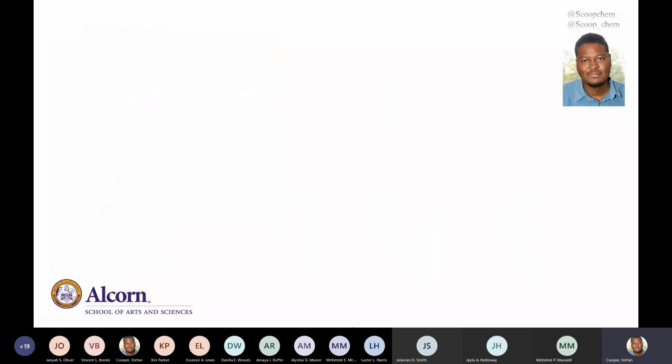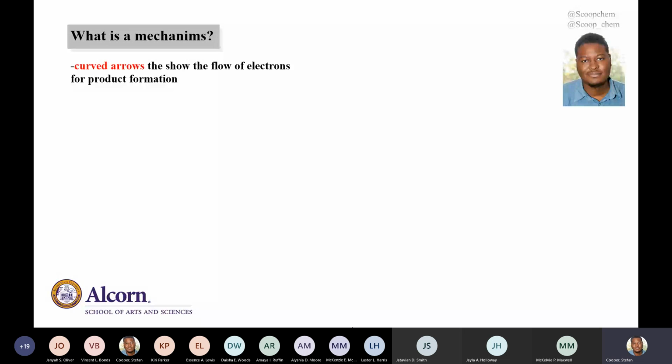All right, there are some other things that I'm seeing. I also received some messages on Teams that I wanted to make sure people are clear on. What is a mechanism? Sorry, I got my letters transposed there. A mechanism is a curved arrow depiction that shows the flow of electrons for product formation. So when I ask for a mechanism, I'm asking for the detailed steps. Can you show me the flow of electrons through curved arrows to get to the product?